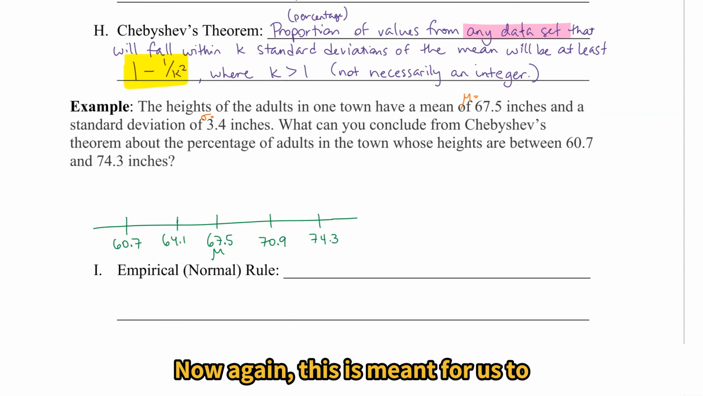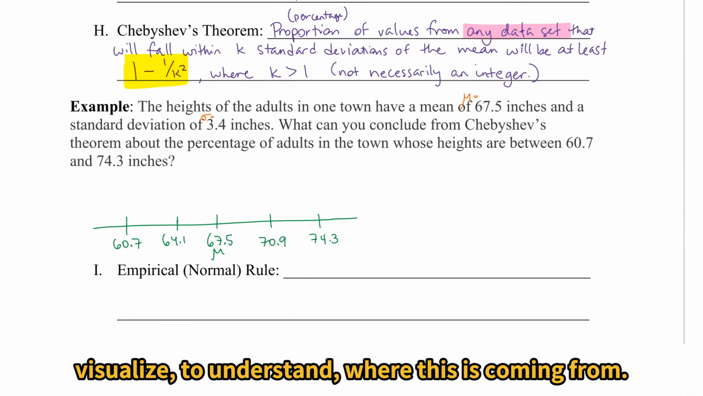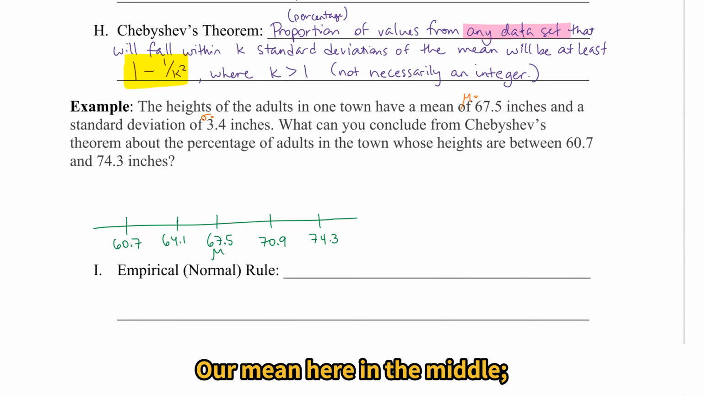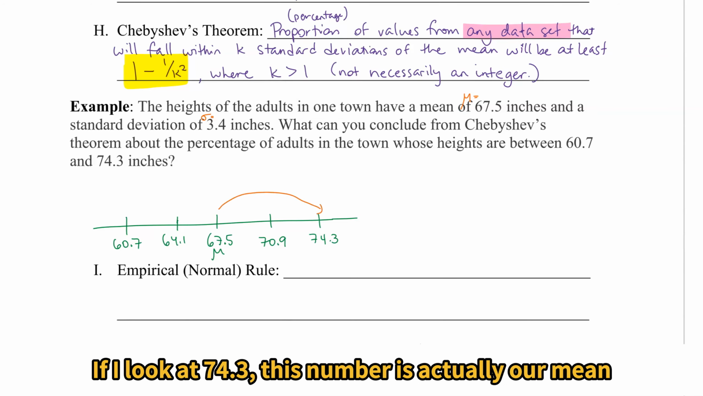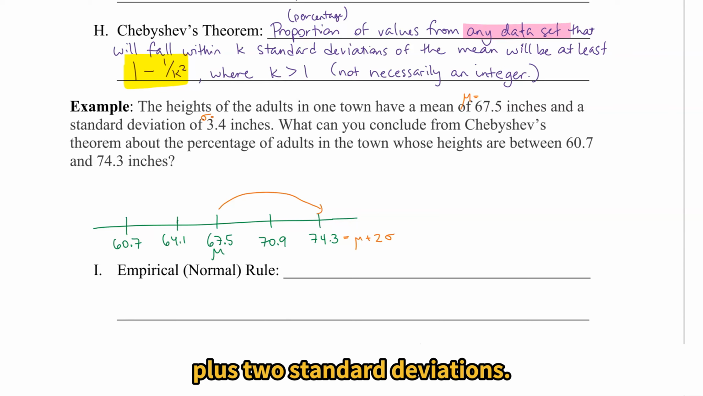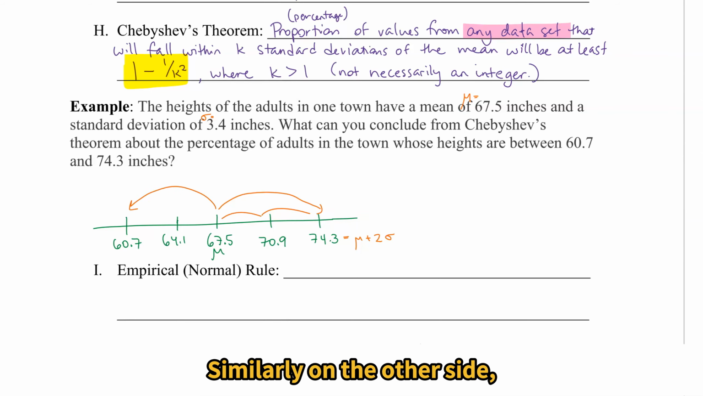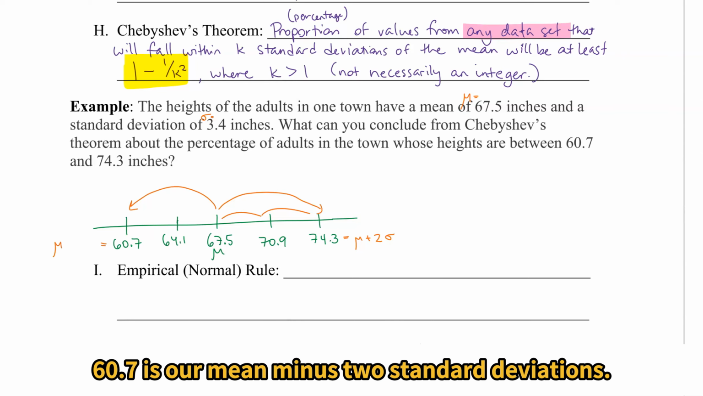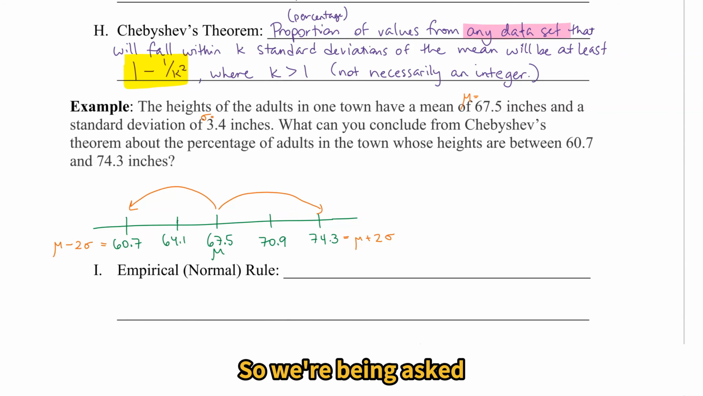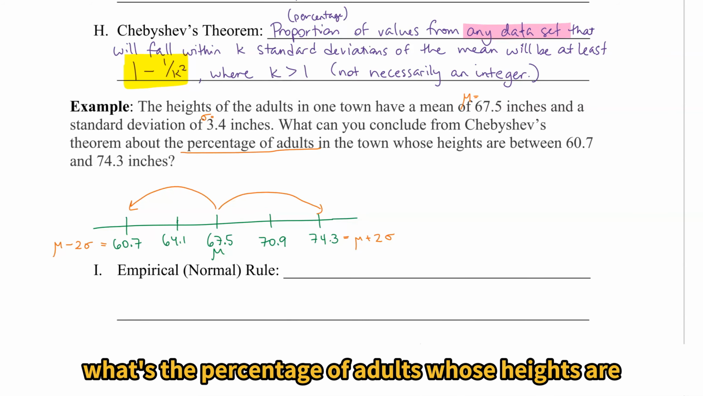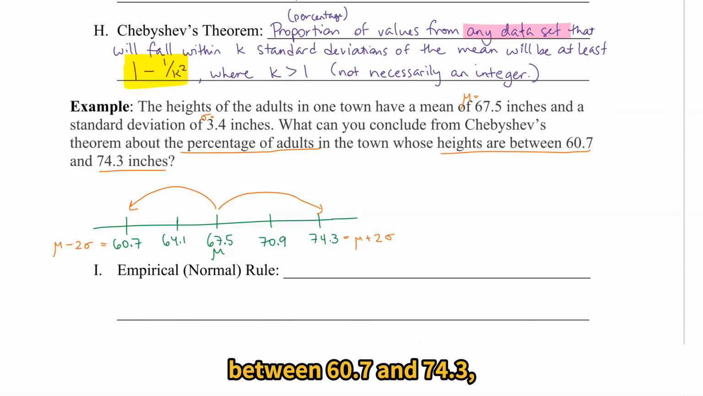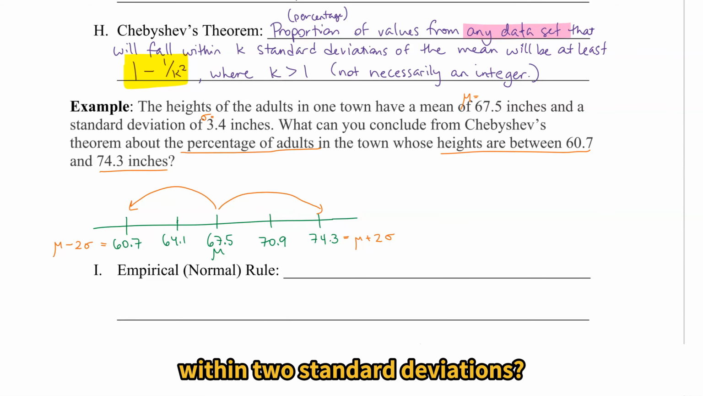Now, again, this is meant for us to visualize, to understand where this is coming from. Our mean here in the middle, if I look at 74.3, this number is actually our mean plus 2 standard deviations. Similarly on the other side, 60.7 is our mean minus 2 standard deviations. So we're being asked, what's the percentage of adults whose heights are between 60.7 and 74.3, within 2 standard deviations?